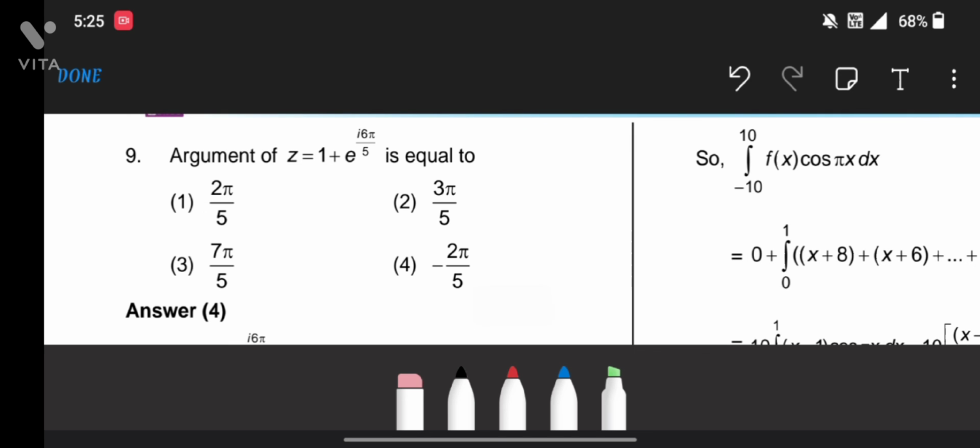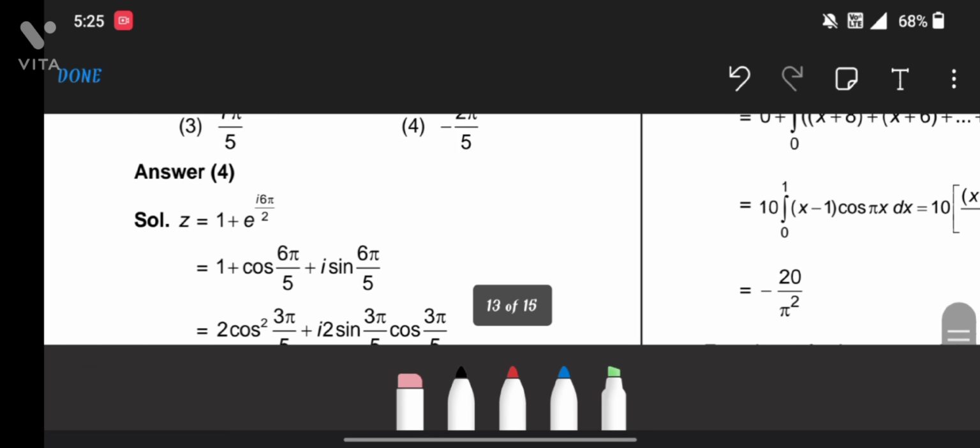If we come to the options, minus 20 by π², so 20 by π² is there, but no, we got minus 20, so option B, minus 20/π², is the answer for question number 10.